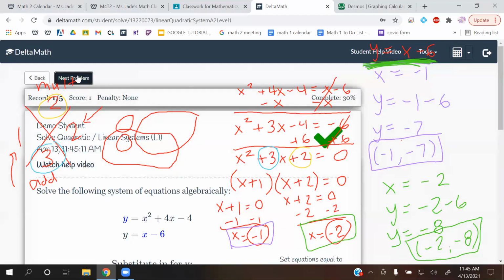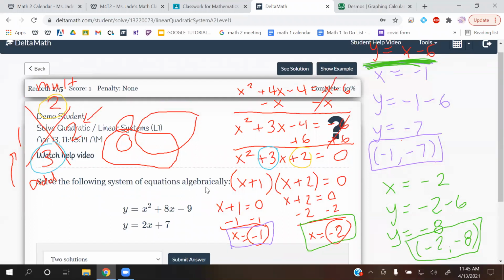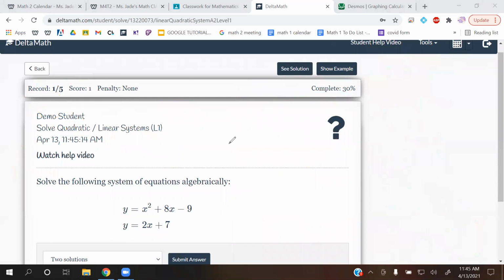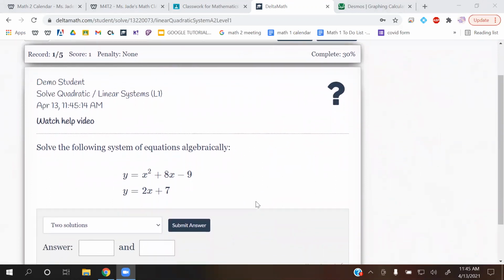Okay, we got it right. Let's go to the next problem. Clear all of that. Okay, so let me scroll up just a little bit. All right, so same process.